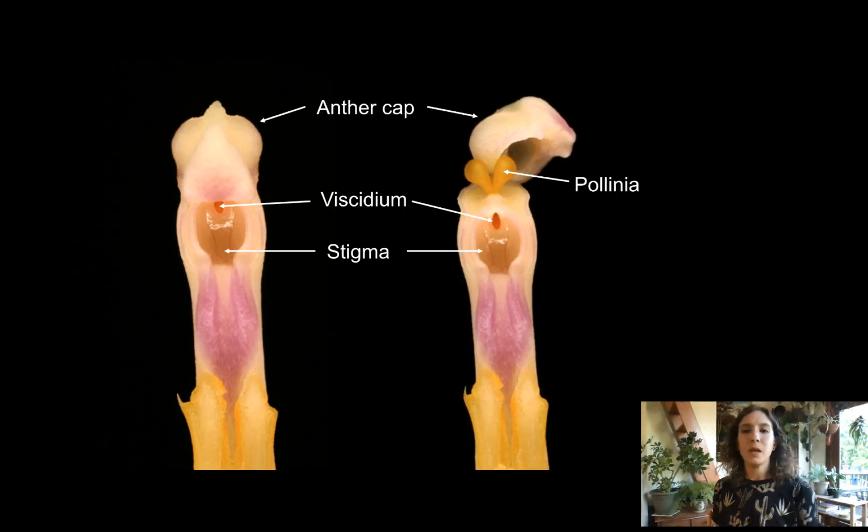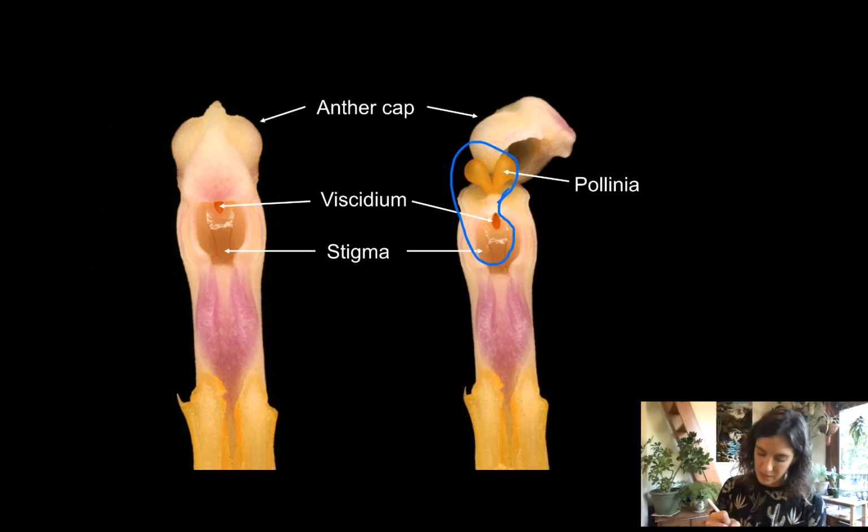Pretty cool. Here's a close-up look at the column. What they have is this little anther cap. If we move the anther cap, we see this pollinium. That is this structure right here. This is the androecium, which is why I just circled it in blue.